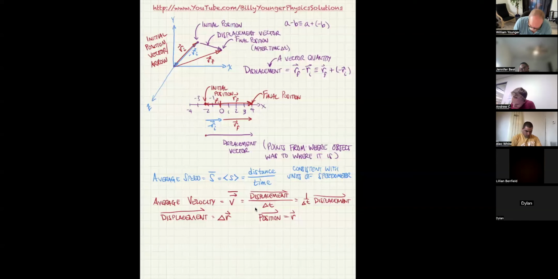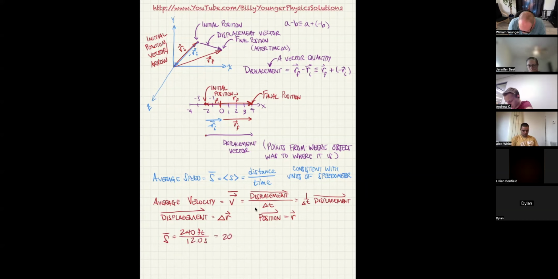Okay. So I'll just remind you of that by saying, now that gets fast, but that's basically an idea. Whereas average velocity would be 0 divided by 12.0 seconds, which is the 0 vector. Okay, so that's one of the major differences.